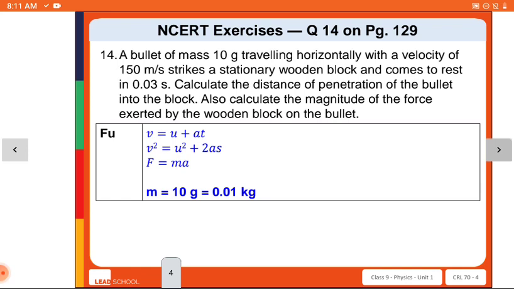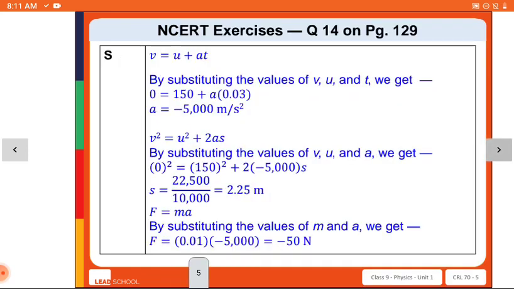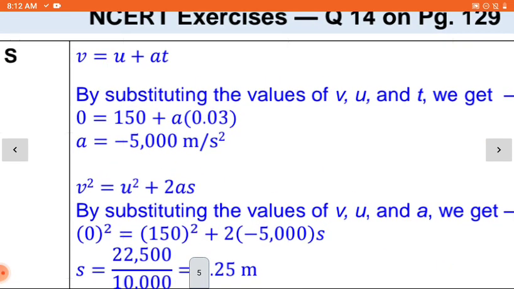So v square is equal to u square plus 2as, the third equation of motion. We put the values. First of all, we convert the mass into kilogram. After dividing by 1000, it becomes 0.01 kilo. So substituting the values in the first equation, the acceleration is minus 5000 meter per second square.